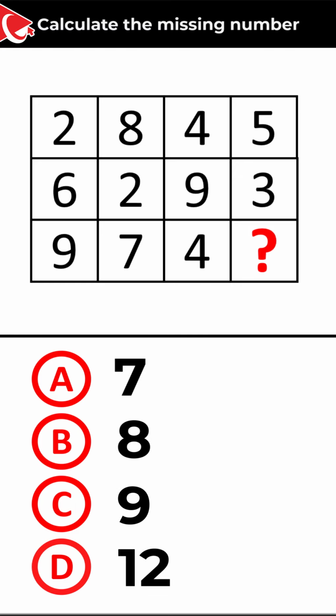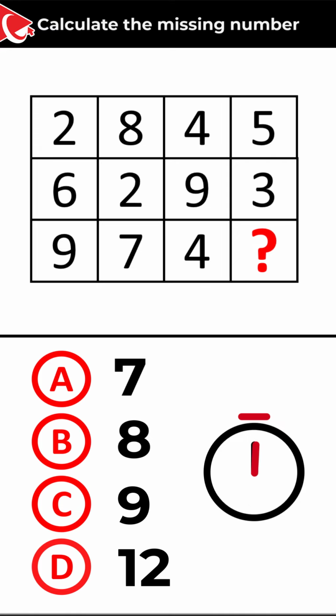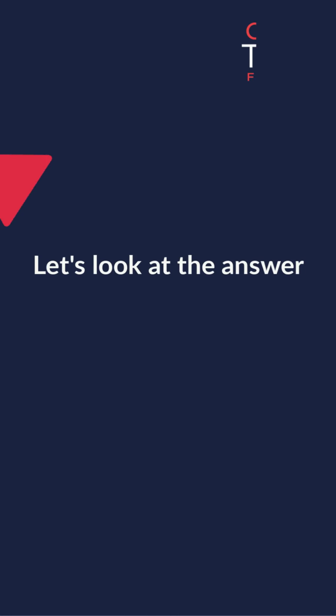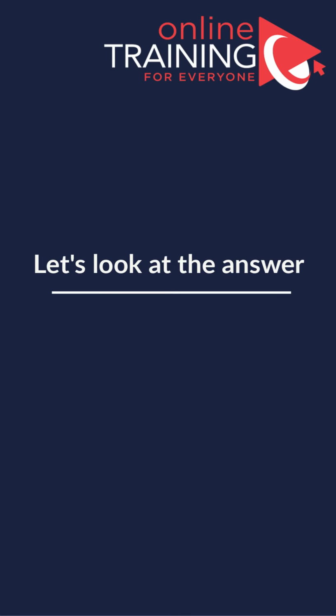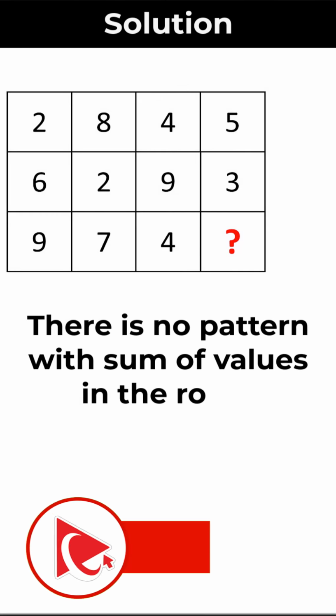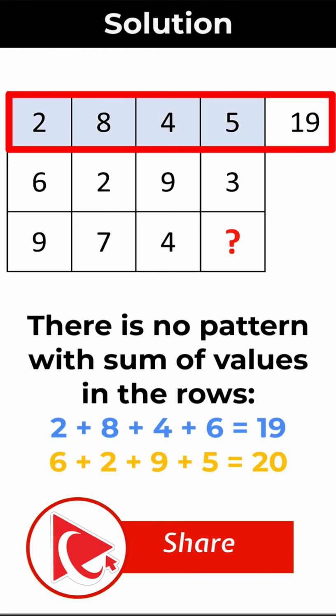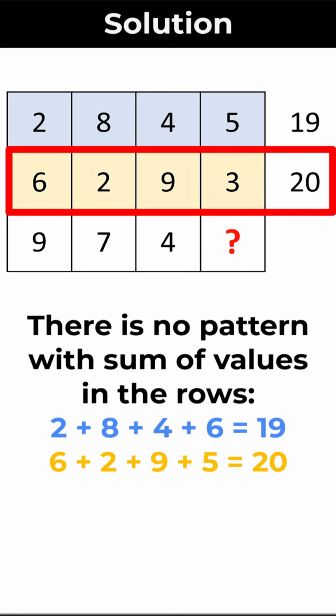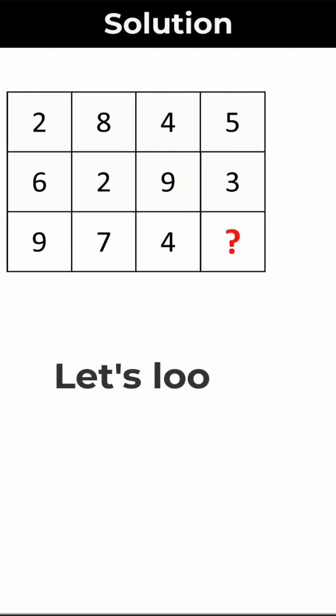Give yourself a little bit of time to see if you can do the calculations. Maybe pause this video to see if you can come up to the solution. Are you ready? Let's move forward and get to the correct solution together. As usual, my advice to you, look for patterns. Let's first check the patterns in the rows. Let's sum up the values in the row. 2 plus 8 plus 4 plus 5 equals 19. Second row, 6 plus 2 plus 9 plus 3 equals 20. Looks like there's no pattern. I don't see any pattern, do you?